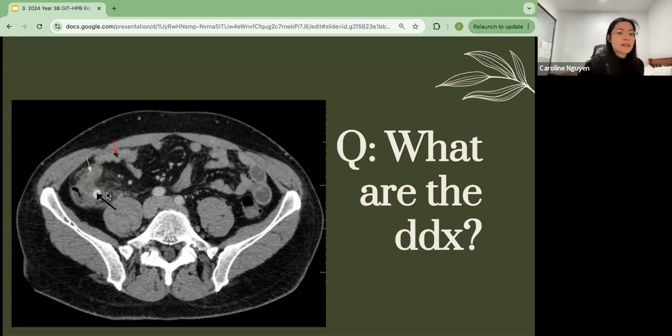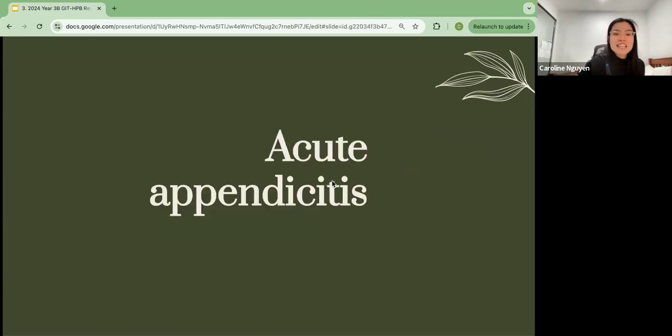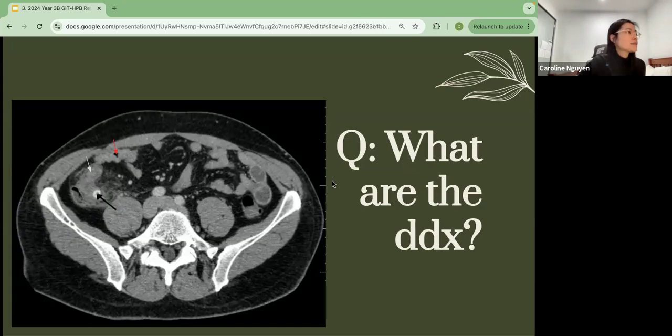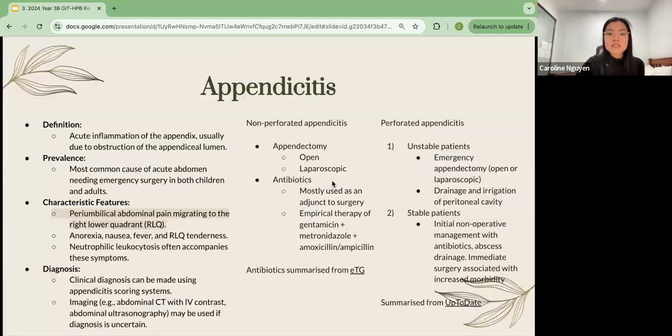There's fat stranding here. And then the black arrow is around a hyperdense lesion at the proximal end of the appendiceal lumen. It is appendicitis. And these are the features that indicate a perforated appendix, secondary to appendicitis due to fecalith. Appendicitis is inflammation of the appendix. Sometimes it's because of a fecalith, a tiny piece of stool that has clogged up the appendix. Sometimes it's just because of the bacteria that we have in our gut and it causes inflammation.